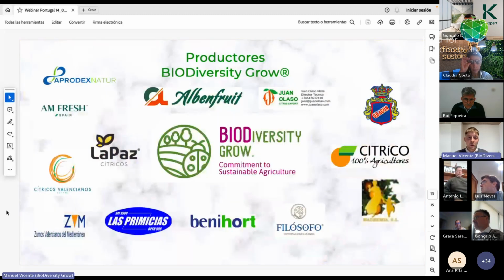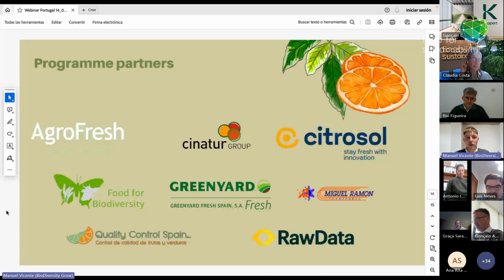These are some of our current producers. There are quite more, but these are the main ones. And the good thing, to be honest, is that all of them have increased the amount of hectares year by year with BiodiversityGrow, which is something for us really important.